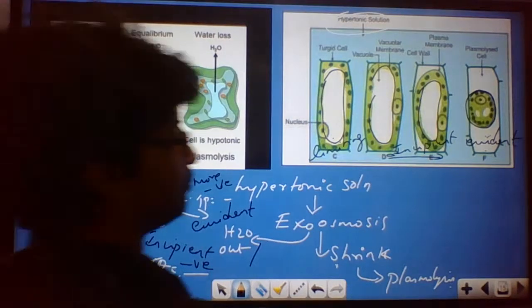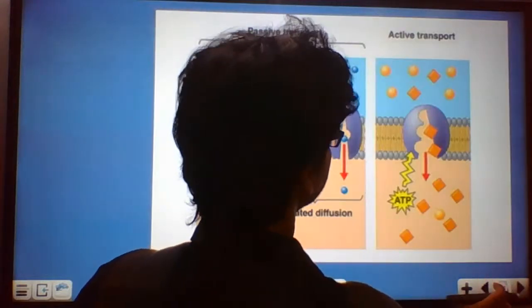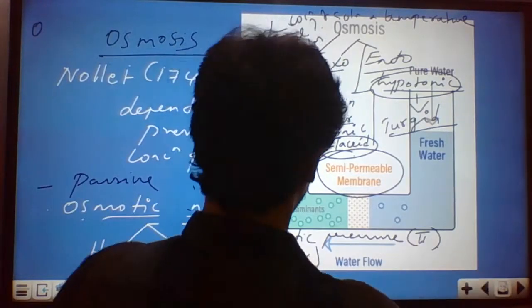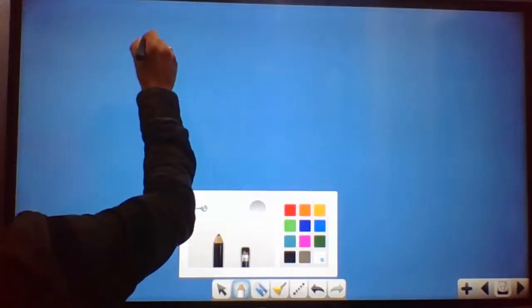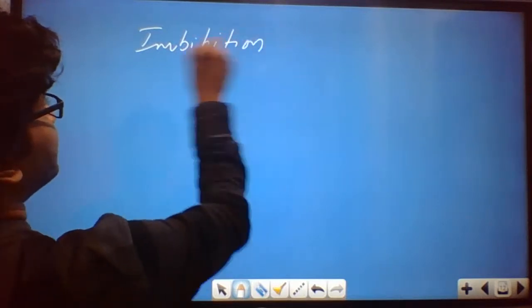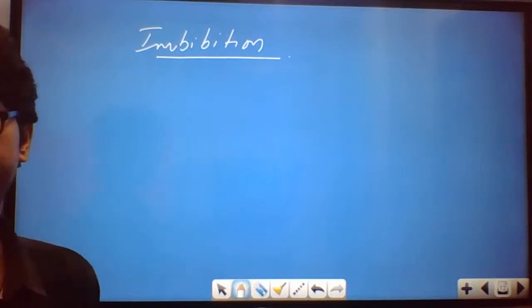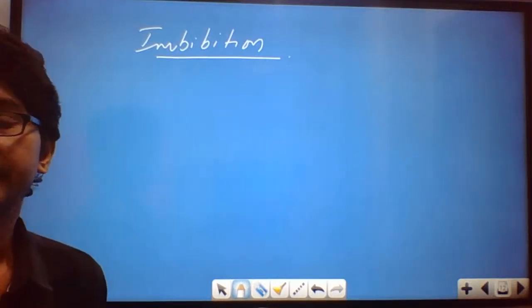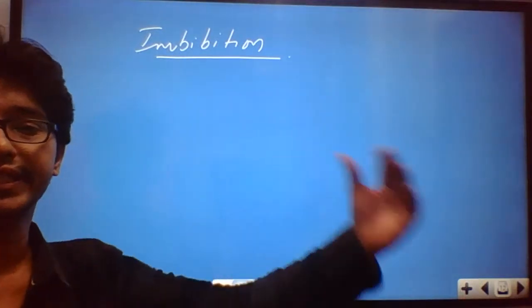Next, we move on to imbibition. So what do you mean by imbibition, guys? Can someone tell me what is imbibition? Limiting and incipient in the diagram, what is the stage? That is a different stage of plasmolysis: the initial stage and the last stage of plasmolysis.